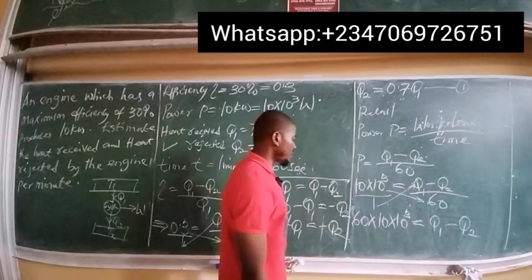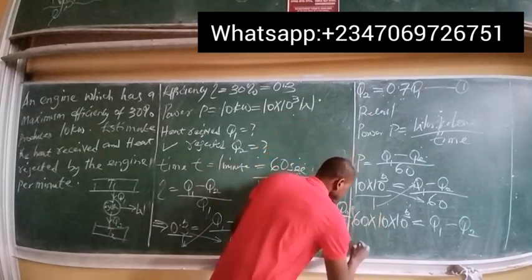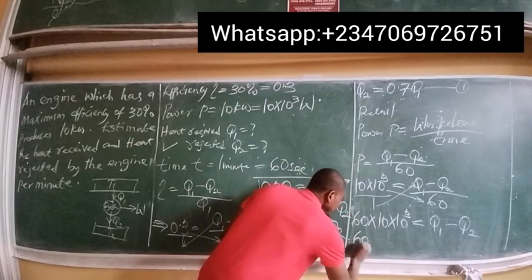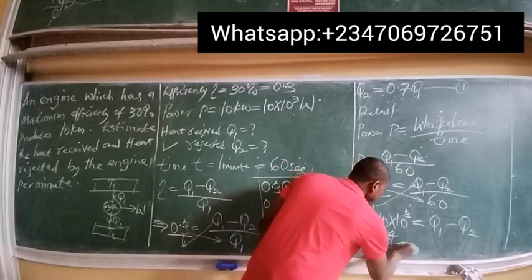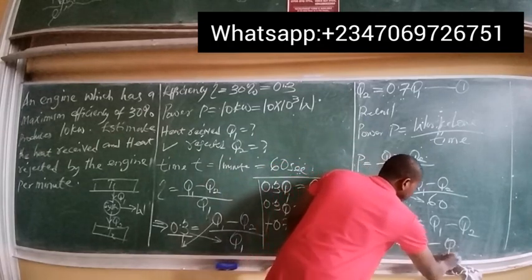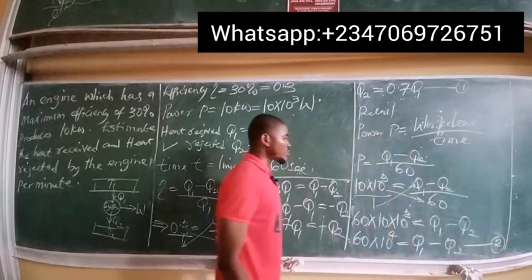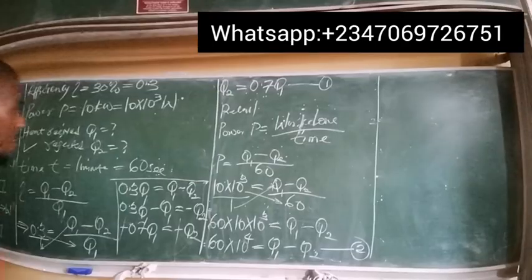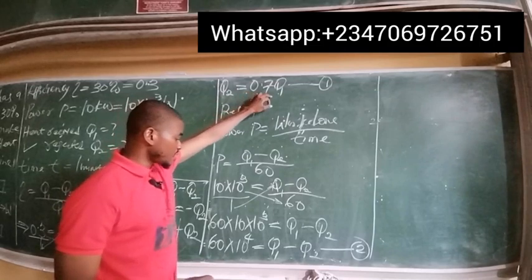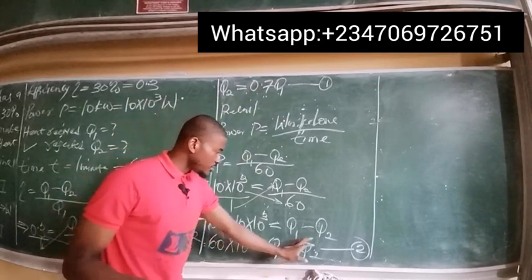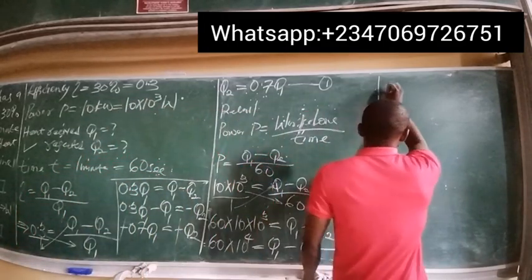Okay, so from here 60 by 10 to the power of 4 is equal to Q1 minus Q2. Call this equation 2. Now, recalling from equation 1, we had that Q2 equals 0.7 Q1. So we can simply substitute that in place of Q2 into equation 2. So substitute 1 into 2.